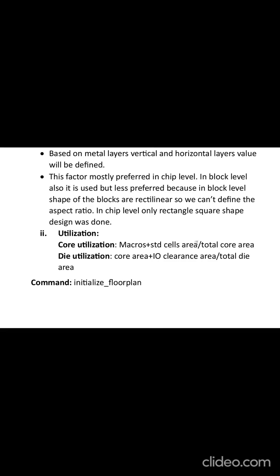Similarly for die utilization. The die utilization formula is core area plus IO clearance area. IO clearance area is nothing but the area where we are placing ports, so there is an offset, the core offset. That is called the IO clearance area, divided by the total die area. This is the formula for die utilization.